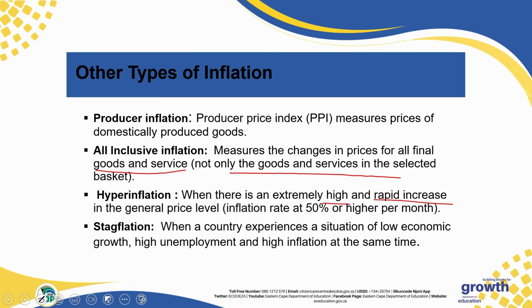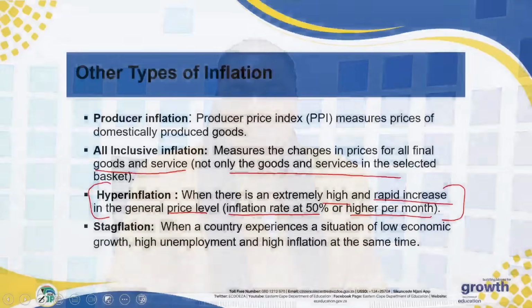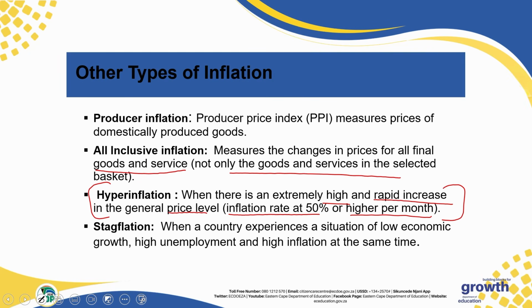Then we also have hyperinflation, when there is an extremely high and rapid increase in the general price level, an inflation rate of 50% or higher per month. It is also known as runaway inflation. Remember that it once occurred in Zimbabwe, where prices were increasing so fast that money became almost worthless. When there is hyperinflation, people lose confidence in the value of money and may resort to barter trade.